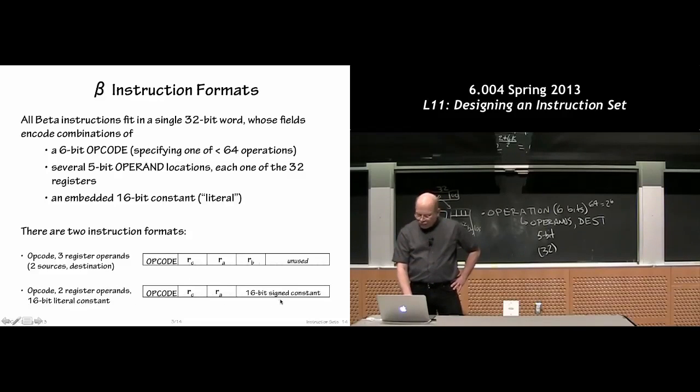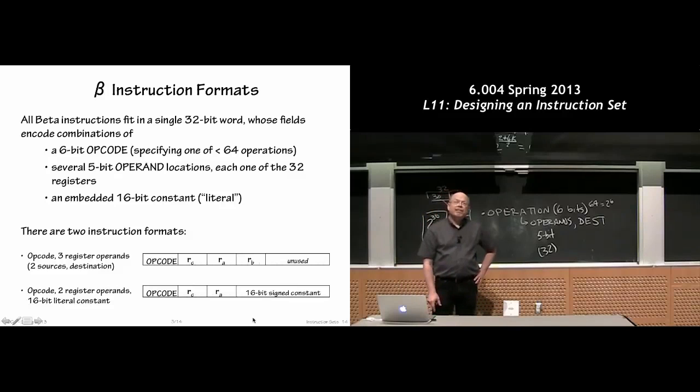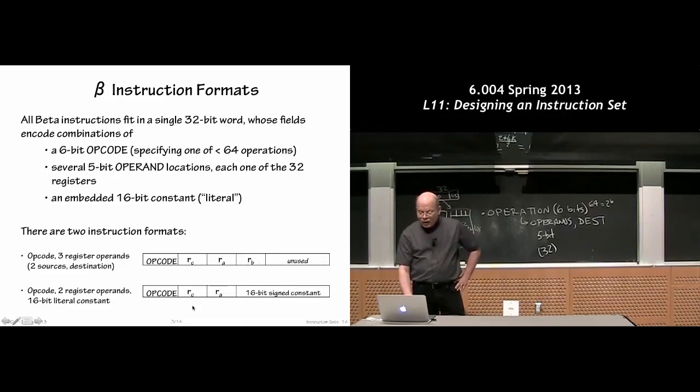Okay, and then the second format, the second operand, instead of coming from a register, is actually a 16-bit constant. So it's very simple, right? We can do one of 64 operations. The destination of each operation is always a register.